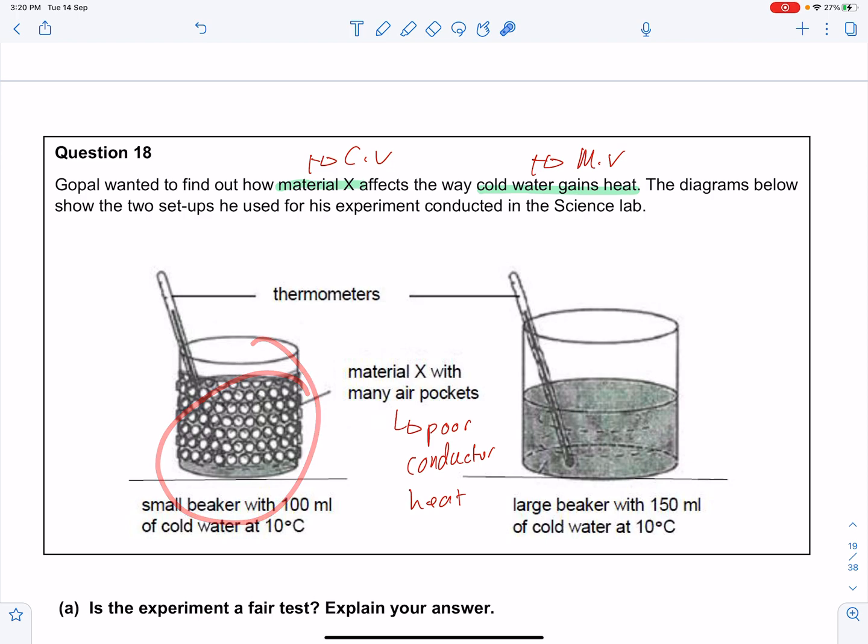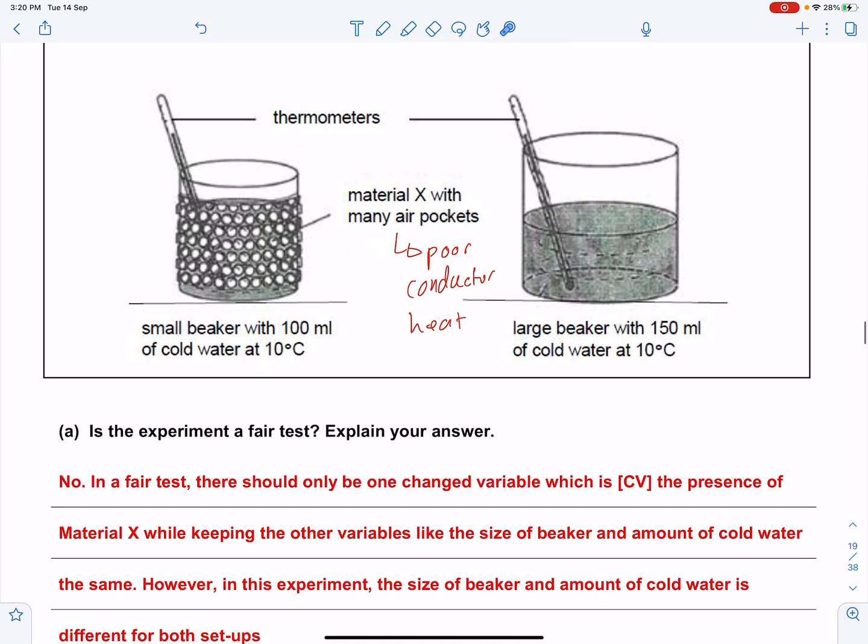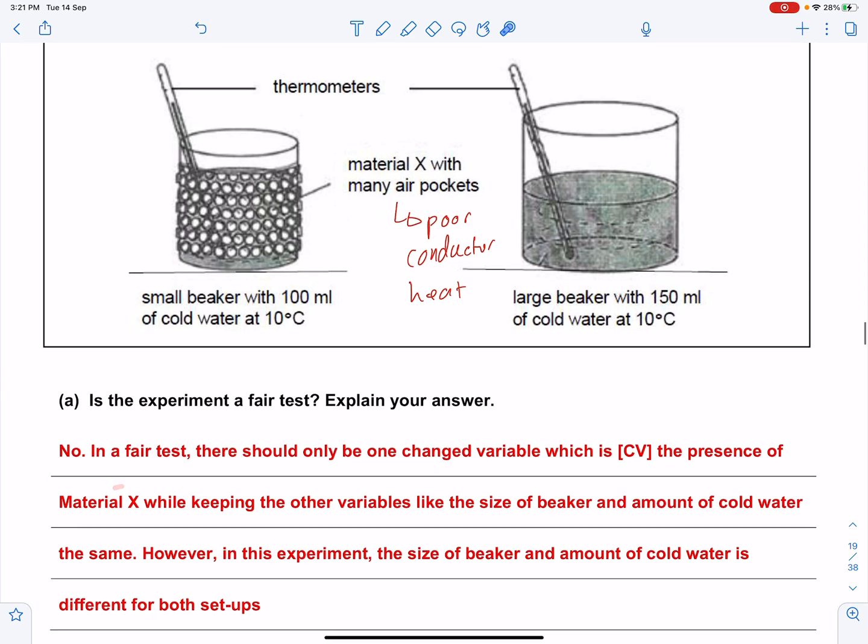Different types of materials, or presence of X and absence of X, that's one variable. That's your change variable, whatever you're supposed to change. And then the second variable, which is supposed to be the same, is your large and small beaker. And then you have the volume of water. So three variables are being changed. Not correct. In any experiment, only one. So answer, no, it is not a fair test. There should only be one change variable.